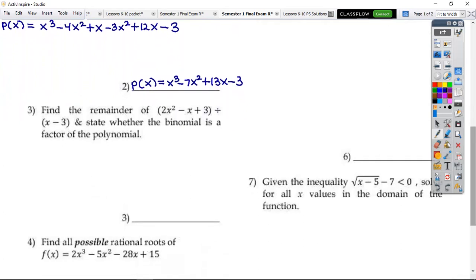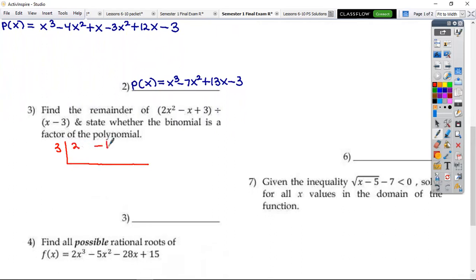Number 3, this one's much quicker. Find the remainder of 2x squared minus x plus 3 divided by x minus 3 and state whether the binomial is a factor. What method of division is best here? Synthetic. But you're going to take the factor, flip the sign. Only when it's a factor do you do that. If it's a 0, you keep it the same.